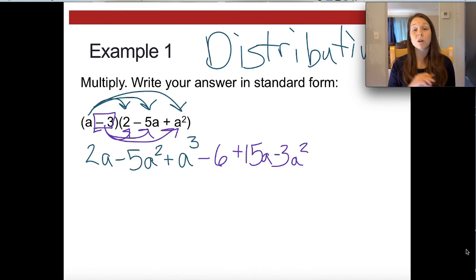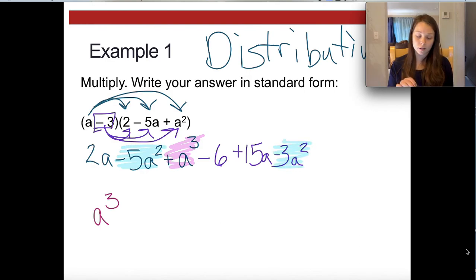So now that I've done the multiplication piece, now I need to combine my like terms and get this in standard form. So the first thing I'm going to do is look to see which terms have the highest degree. I have a positive a cubed and nothing else raised to the power of 3, so that's going to be my first term I write down. Then from there, I notice I have a negative 5a squared and a negative 3a squared. Combining those, that will give me negative 8a squared.